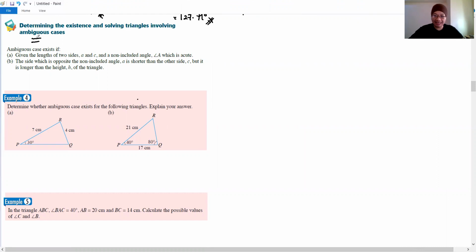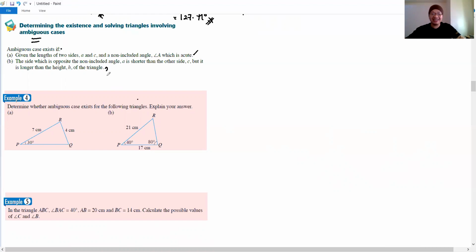What is the ambiguous case? Okay, guys. Before that, the ambiguous case can exist if, number 1, the given lengths of two sides A and C and a non-included angle A, which is acute. The side opposite the non-included angle A is shorter than the other side C but is longer than the height. What is this? Okay, simple, like ABC.